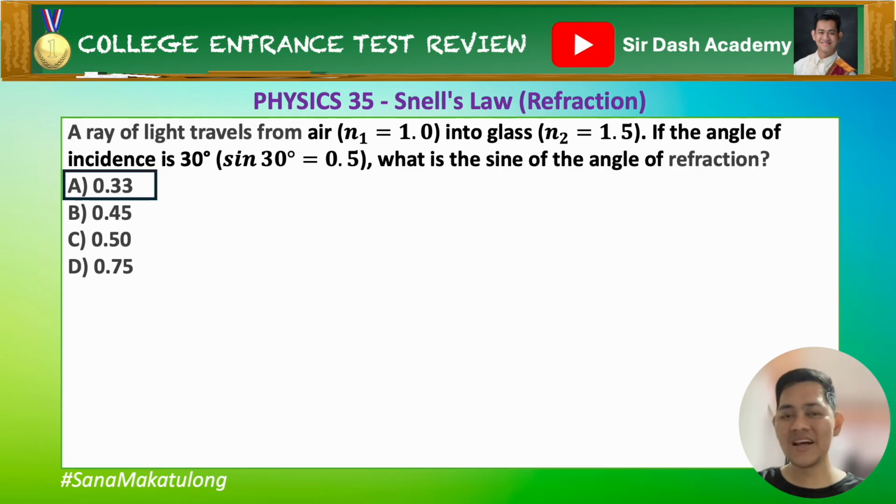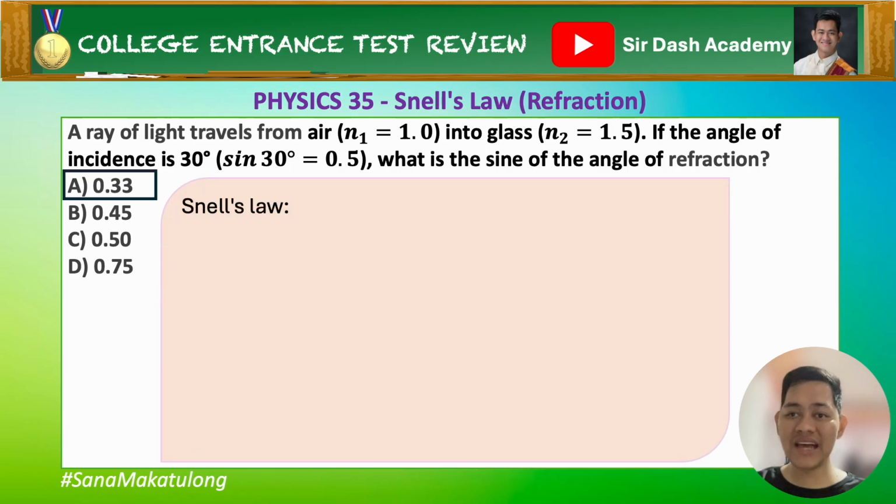Paano nakuha yun? Okay, number 1, recall natin, ano nga ba yung Snell's Law? Yung Snell's Law, it relates yung angle of incidence and refraction when light passes from one medium to another. So, sa example na to, yung light nag-travel from air into glass. So, yung Snell's Law, in equation, ito siya. N1 sin theta 1 equals N2 sin theta 2.